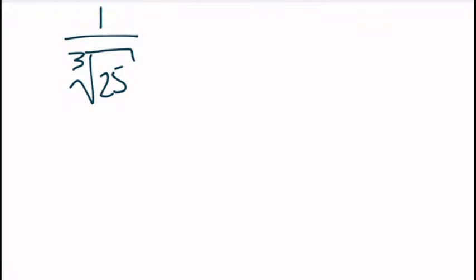So what's wrong with this is that there's a radical in the denominator. I briefly talked about this in a square root video, but you always need to rationalize the denominator, which means that only the numerator can have radicals, if any. So first we're going to simplify 25 into 5 squared.